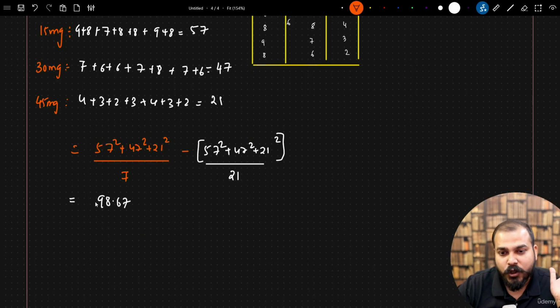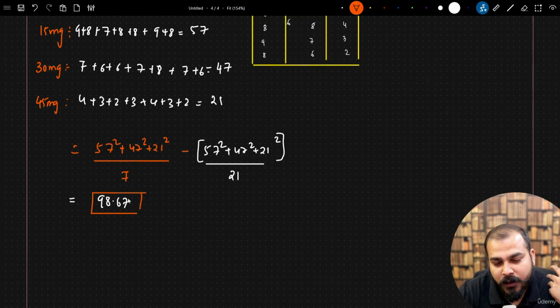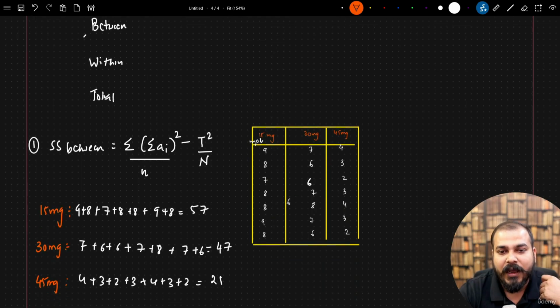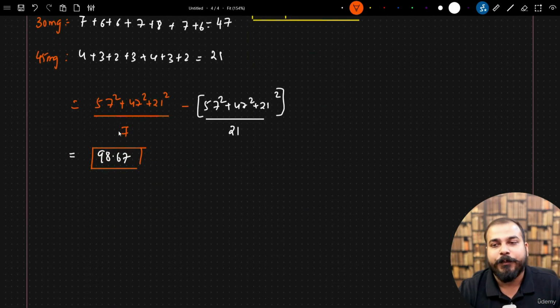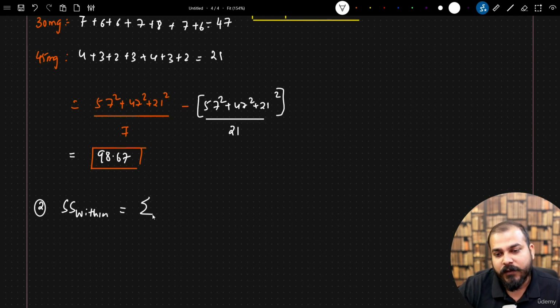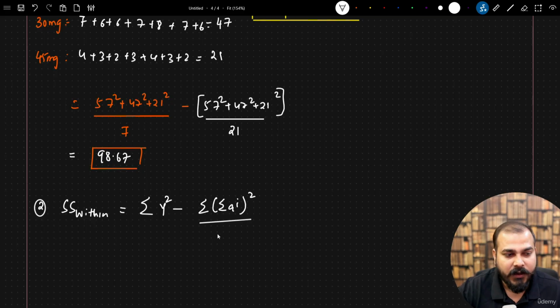I know this is a little bit cumbersome, but if you follow the steps, you will be able to get it. Now this is done. I have calculated SS between. Now we'll calculate SS within, the sum of square within the samples. The second one we have is SS, sum of square within samples, given by the formula summation of y square minus summation of A of I whole square divided by n. We have already calculated this.